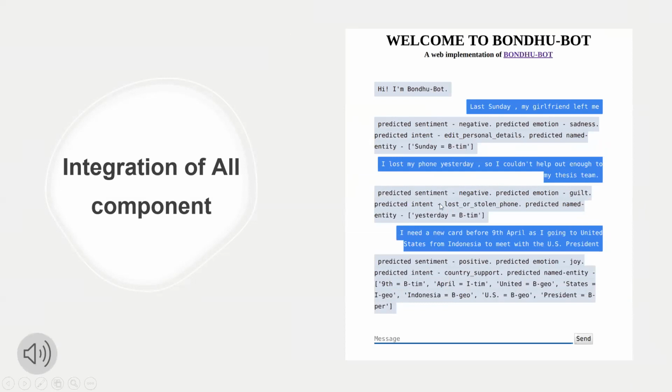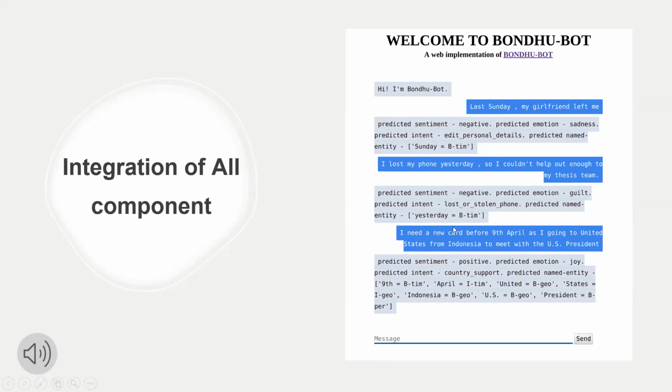So if this is a text that is given to a virtual assistant, how does it understand the sentence? The predicted sentiment is negative, of course, because that person lost his phone. Also, he couldn't help the person in thesis. And the emotion is guilt. Of course, he couldn't help the thesis team, so he's supposed to be in guilt. And the predicted intent is lost or stolen phone. Yes, his phone was stolen. The purpose of this conversation was this, and the predicted entity was yesterday. So this actually broke down the entire sentence into whatever we need, just like how we do as humans.